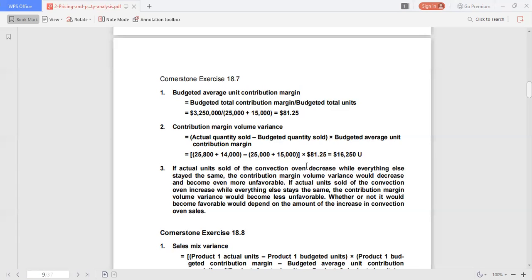Now we go to 2-8, sales mix variance. Refer to exercise 2-6. Calculate the sales mix variance. What if actual units sold of the toaster oven increase? How would that affect the sales mix variance? What if actual units sold of the convection oven increase? How would that affect the sales mix variance? Since we are already computing the sales mix variance in number 8.